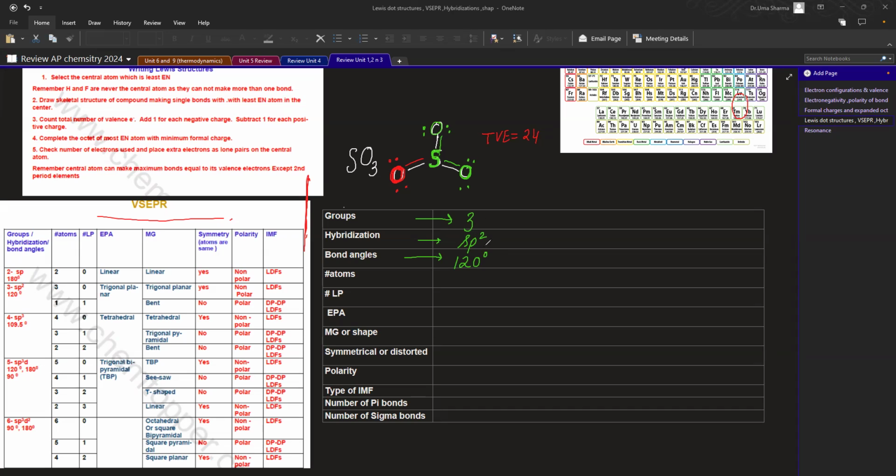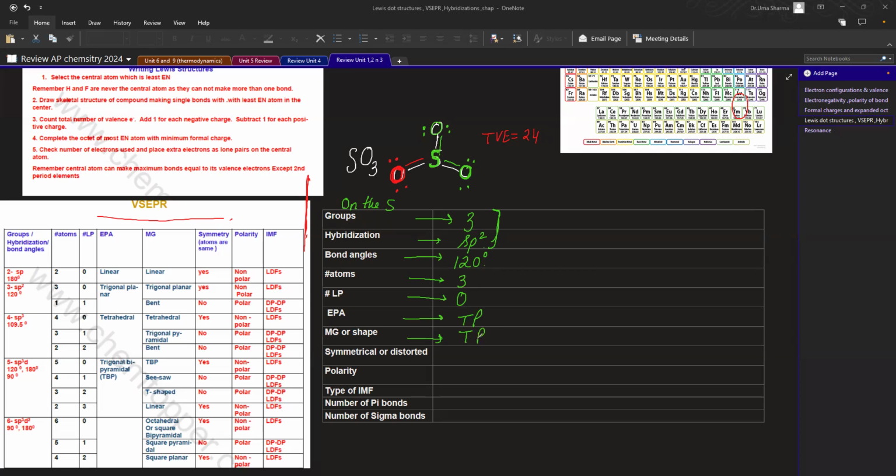These are fixed things, fixed. If groups are 3, it is sp2, angle is this. And how many atoms are there on sulfur? 3. How many lone pairs are there on sulfur? These are on the sulfur, on the central element. 0. What is the electron pair arrangement? That you are going to decide from here. It is trigonal planar. Very good. What's the shape? Any lone pair on the sulfur? No. So any distortion? No. So shape is also trigonal planar.